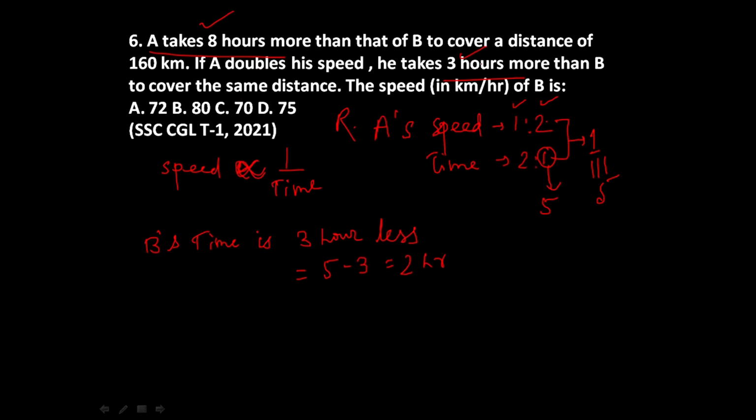What's the total distance? The question is the speed of B, so what do we know? Speed is equal to distance upon time, right? So what's the total distance? Total distance is 160, and the total time taken is 2 hours, so it is 80 km per hour, the speed, right? 80 km per hour is the speed. Option B is the right answer. Clear? Move to the next one.